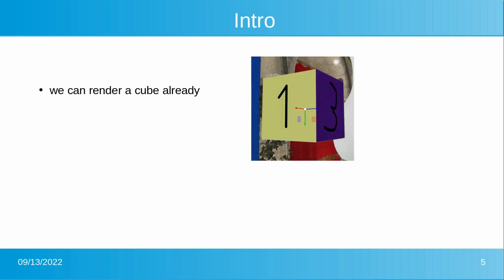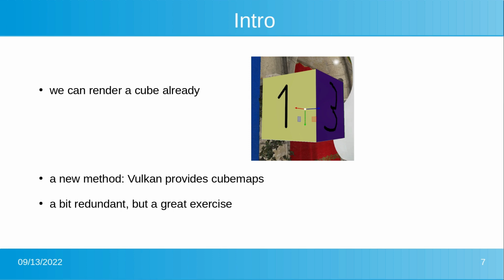At the moment we can render a cube already based on a shader using a 2D sampler and UV coordinates for the 12 triangles of the cube. Today we are looking at a different method of rendering a cube based on Vulkan features specifically provided for cube maps. The image view object in Vulkan supports a cube type directly, and in the fragment shader we can use a cube sampler that takes in UVW coordinates instead of the UVs that we're normally using. So it's a bit redundant what we're doing today, but using cube maps will be a fun exercise.